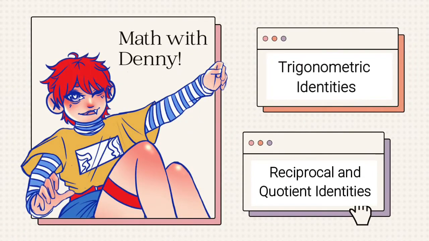My name is Denny, and in this video we are going to get out our textbooks because we are going to get mathematical all up in here. Yes, your boy Denny, the one who is terrible at math, will teach you a lesson about math, specifically trigonometric identities, reciprocal and quotient identities.